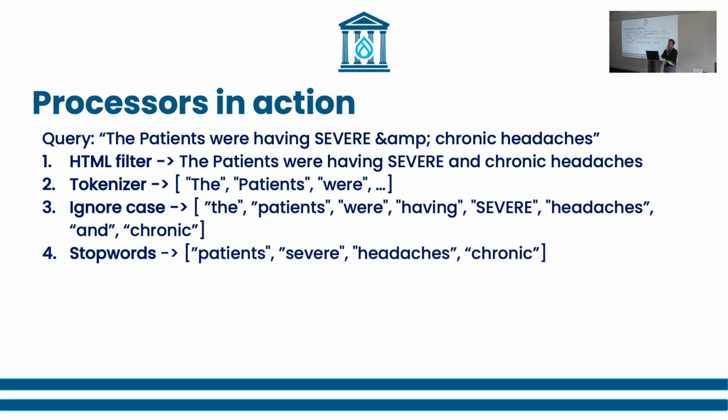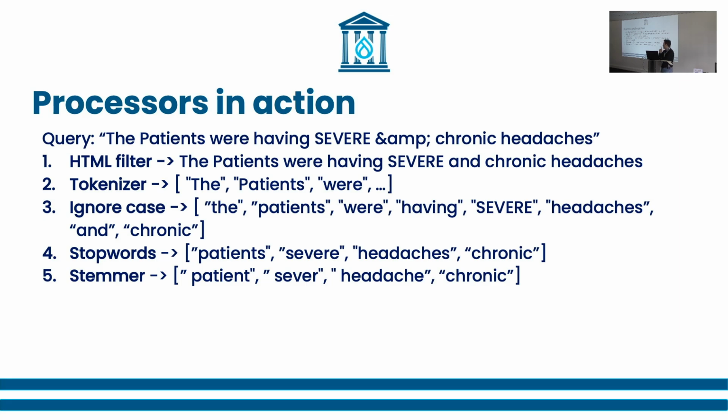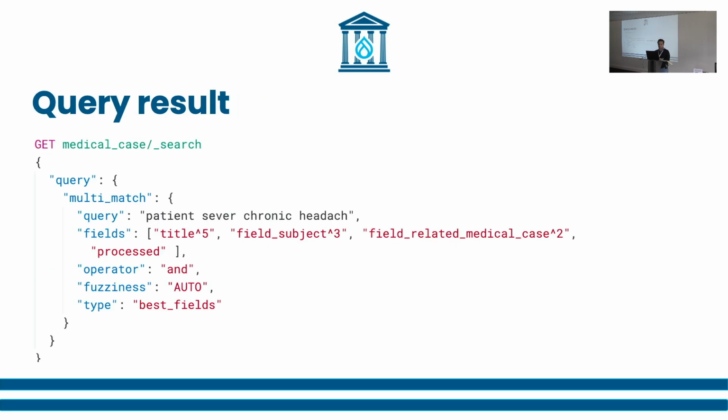Stop words, so we removed words like there, where, and. So these words do not give us a lot of value. And then stemmer, you can see that the patients becomes patient, severe stays severe, headaches becomes headache. So it's again easier for Elasticsearch to do the indexing and the search part.